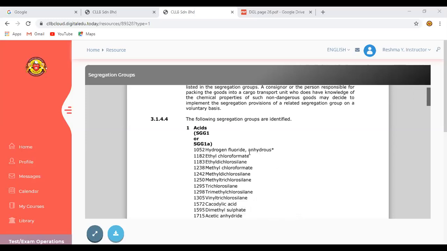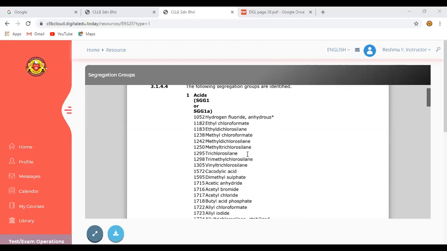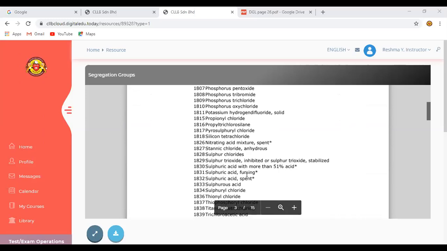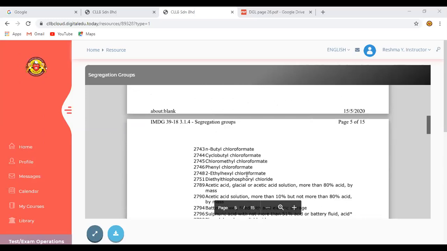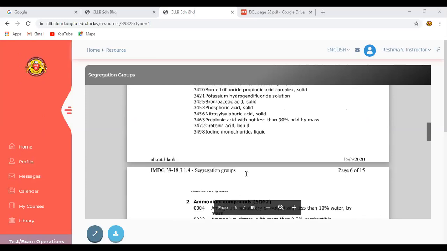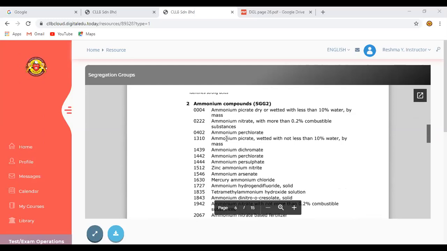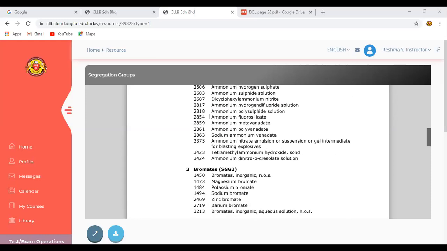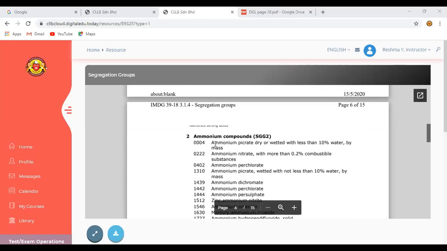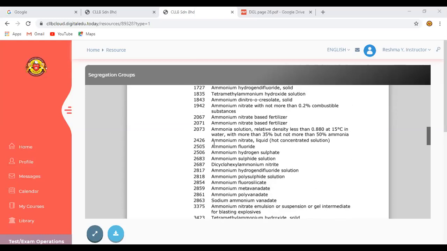So when you look at the screen now, you will see all these UN numbers starting with 1052 all the way down to, see, it's such a long list, all the way down to 3498. So all these UN numbers are acids. And then the second group, SGG2, segregation group 2, is for ammonium compounds. That means starting with 0004, which is the first UN entry in your page 26, all the way down to 3424. These are the UN numbers that are known as ammonium compounds.